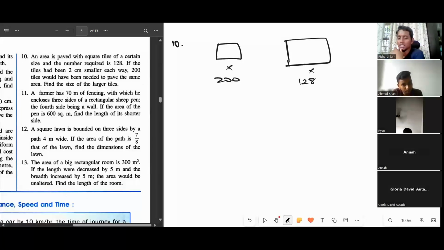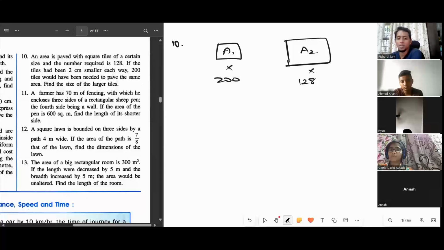So how do you find it? If you multiply the area of one small tile into 200, what will you get? We call this A1, A2. A1 means the area of the small tile. Area of the small tile into 200 will give you the area of the room. And here also, area of the second tile into 128, what will it give you? Area of the room, correct?